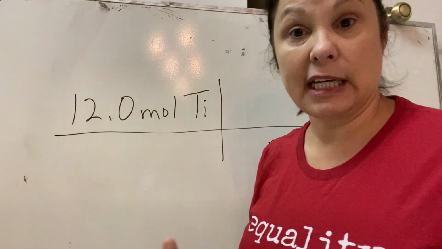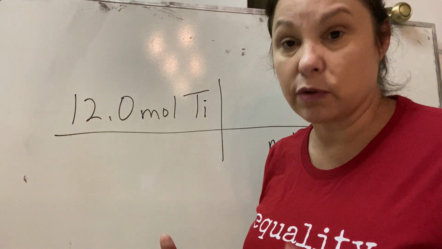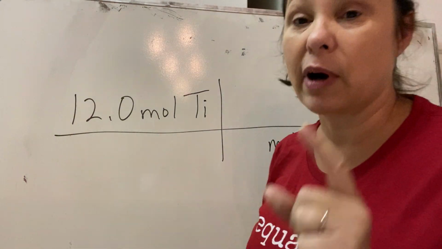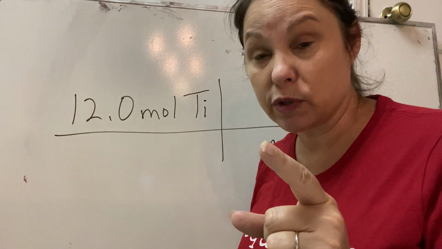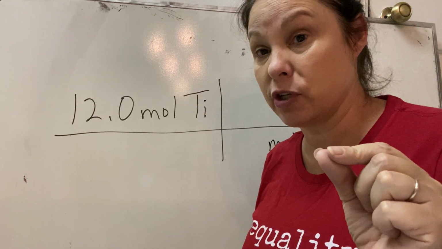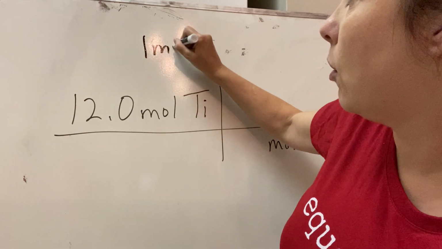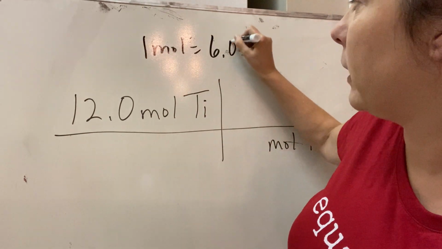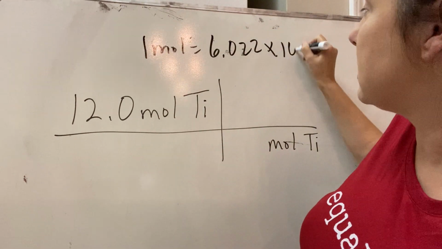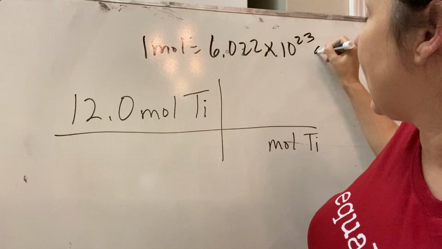Now, I think to myself, what do they want me to change these to? They said atoms. So remember, atoms is a particle. So this is where we're going to use Avogadro's number, right? 1 mole is equal to 6.022 times 10 to the 23rd atoms.